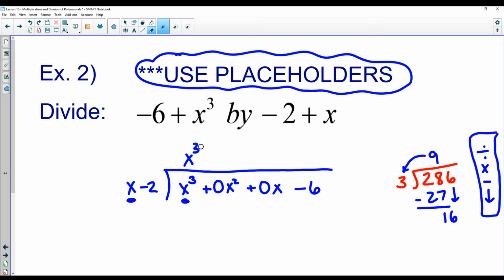And I don't know why I wrote that. I said x to the third and I wrote it. Right? I'm going to multiply by x to the second, right? So x to the third divided by x. That's really what's going on, right? So x squared.